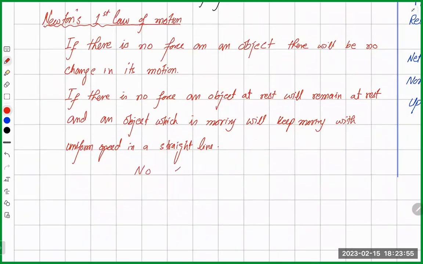No force, no acceleration. This is one other way of saying the same thing. I'm repeating the same thing with different words. If there is no force on an object, there will be no change in its motion. Another way of saying the same thing: if there is no force, an object at rest will remain at rest, and an object which is moving will keep moving with constant speed in a straight line. Now, if there is no force, there will be no acceleration. That is another way of saying the same thing.